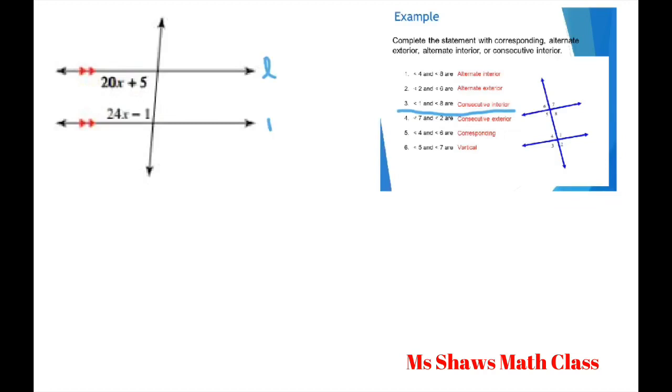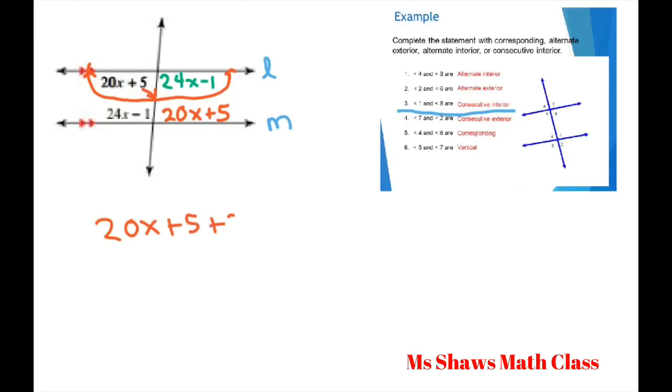Now it's given that they're parallel. So basically, I know that my alternate interior angle here is 24x minus 1. And for this one, my alternate interior angle is 20x plus 5. So to solve for x, I'm just going to use my supplementary angle theorem and add these up, because we're not proving that they're parallel. It was already given that. So we have 20x plus 5 plus 24x minus 1 equals 180. That's your supplementary angle theorem.